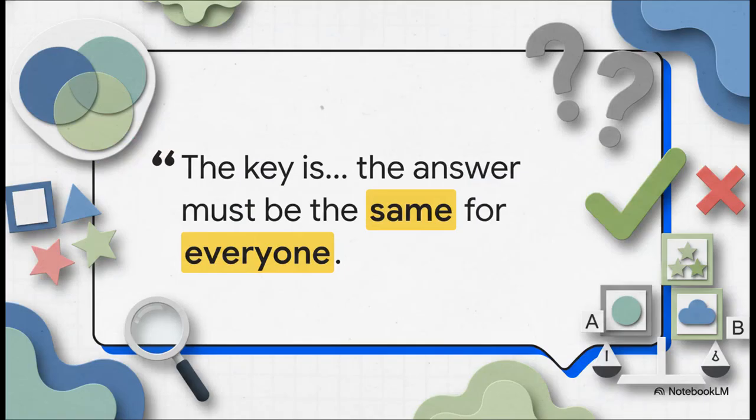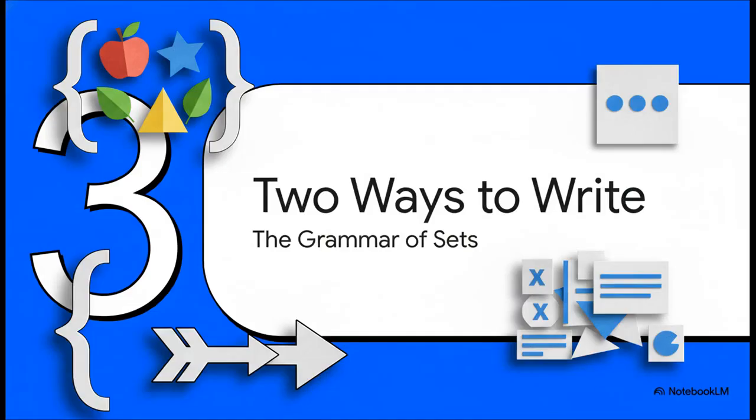So here's the bottom line, the absolute key. A collection is well-defined if and only if, for any object in the universe, the question, does this belong in the group, has the exact same yes or no answer for everybody. No opinions, no debates, just a cold, hard fact. Okay, awesome. So we've got it. A set is a group where everyone agrees on who's in and who's out.